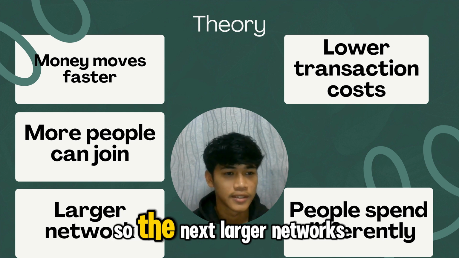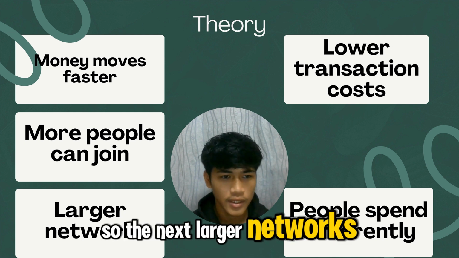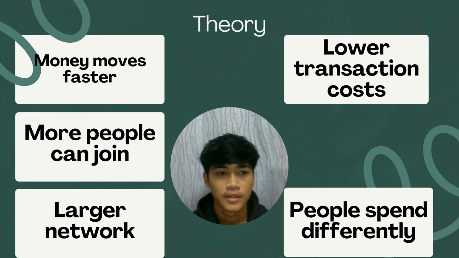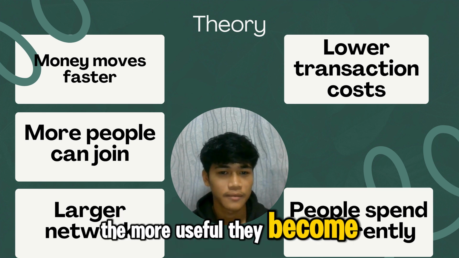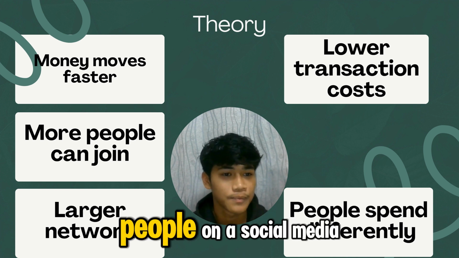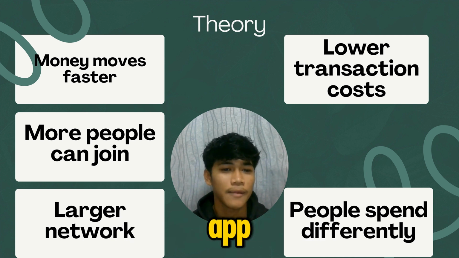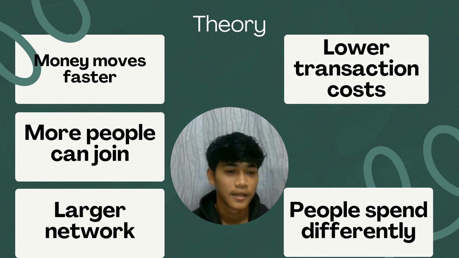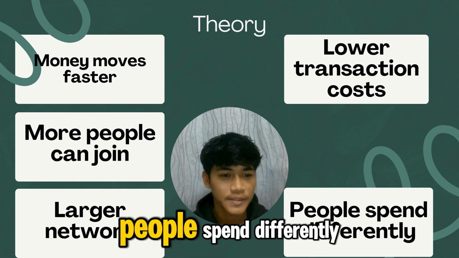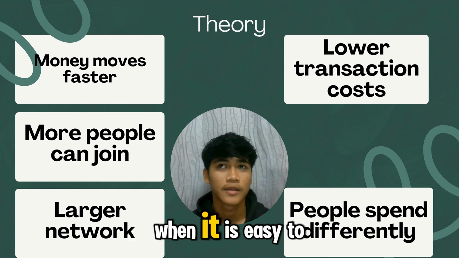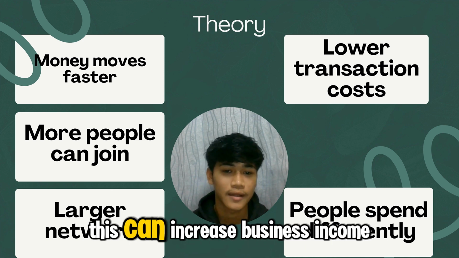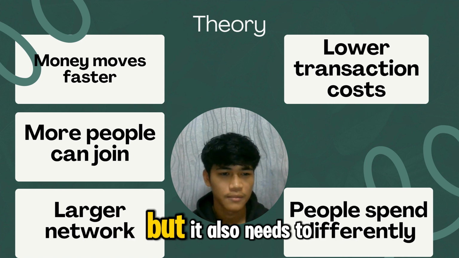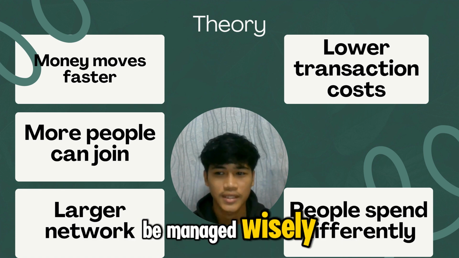Next, larger networks bring more value. The more people use digital payments, the more useful they become. It is like how more people on a social media app make it more fun to use. The last one is people spend differently. When it is easy to pay, people often spend more. This can increase business income, but it also needs to be managed wisely.